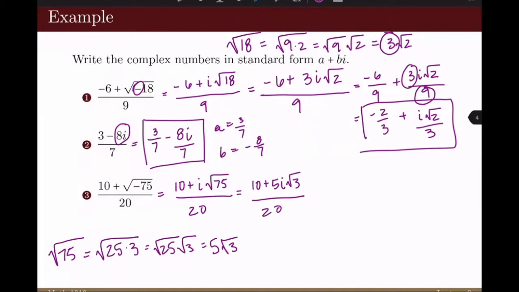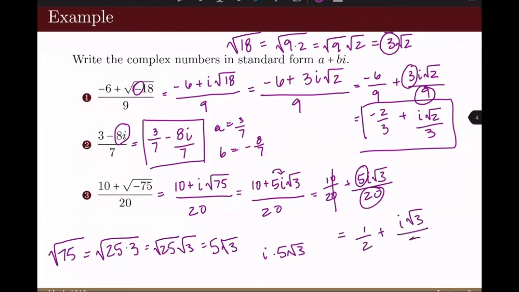On a side note, if you wanted to write it as i times 5 roots of 3, that's not wrong. It's just kind of odd. It's just more common to write the i after the number. Anyways, this is going to be equal to 10 over 20 plus 5i roots of 3 over 20. 10 over 20 simplifies nicely into a half. And then we can also work on this 5 over 20 to get our final answer as 1/2 plus i roots of 3 over 4. Okay, that's it there.